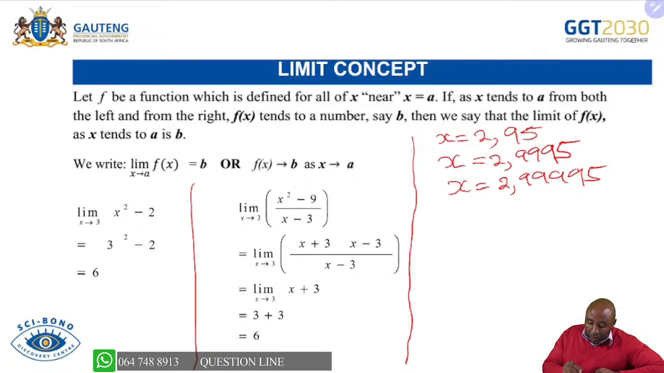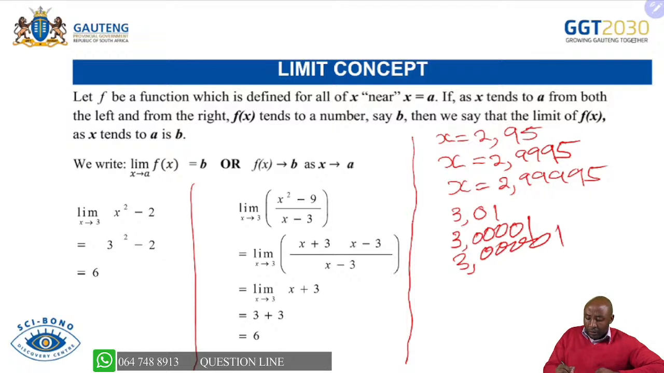And then you also substitute some values into the function that are bigger than 3. For example, 3,001, 3,0001, 3,00001. You will realize that as you substitute into that x squared minus 2, the value is greater than 6, but it will be 6,000000, so that when you round it off, it will give you that 6.